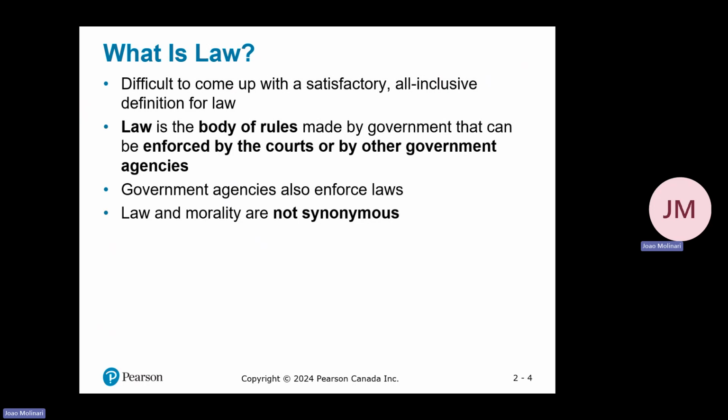So when do courts enforce the law? Courts will enforce the law when there's a dispute. So if you sue me in court, the courts will enforce the law for a final decision. You will win or I will win. So law for us is this body of rules that the courts will enforce. But it is also the body of rules that any governmental agency will enforce.